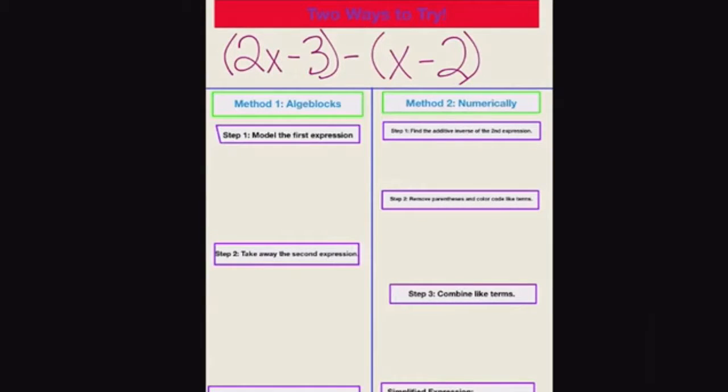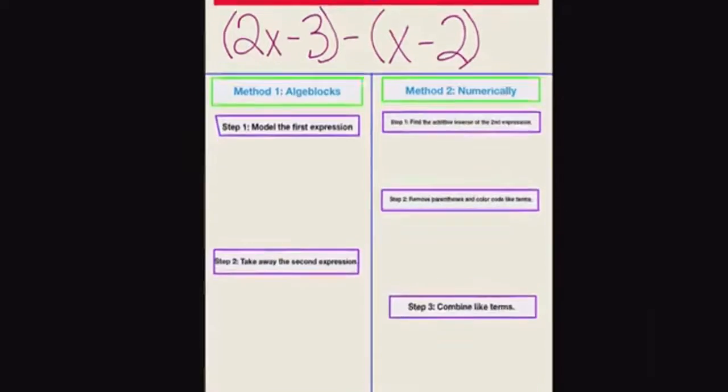All right, now we've got 2x minus 3 minus x minus 2. Again, let's try this first with algebra. So we're going to model our first expression, 2x minus 3. Okay, so I'm going to model my positive 2x minus 3. Got my 3 on the negative side here. And go ahead and take a picture.